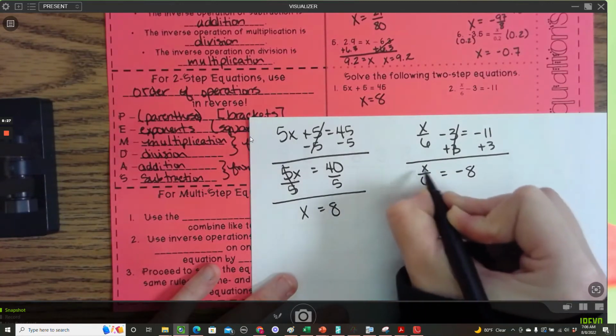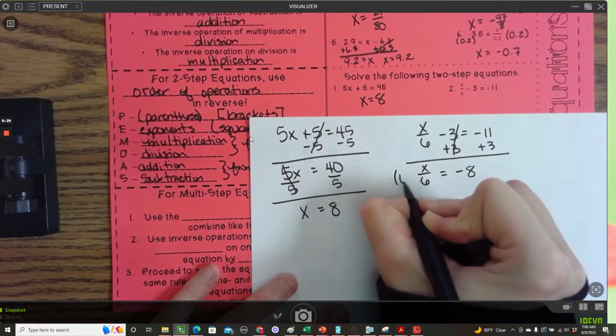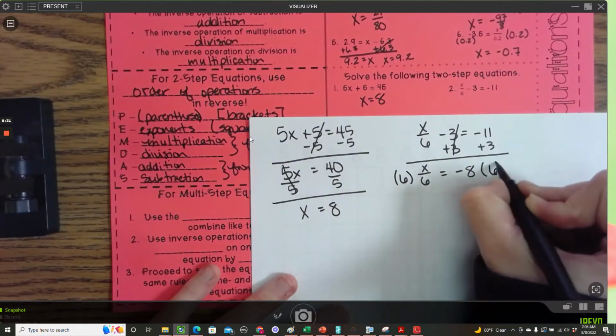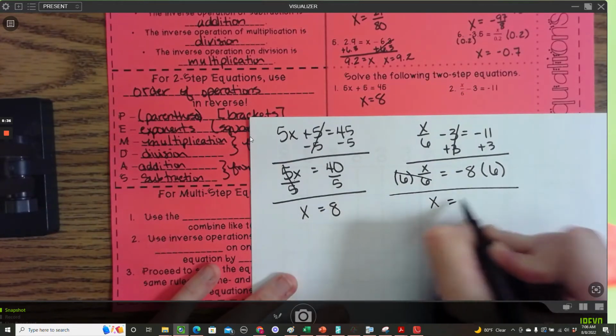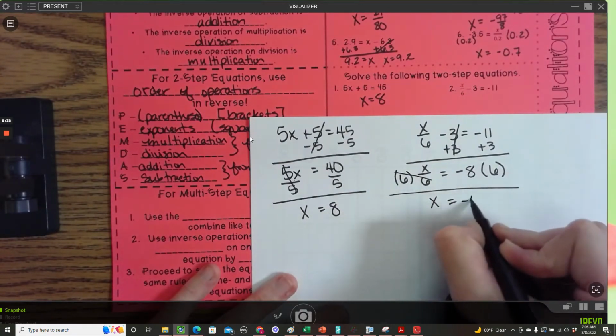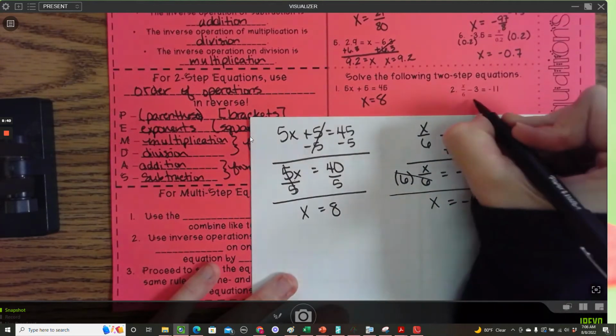Now, the x is being divided by 6, so the opposite is multiplication. So I'm going to multiply both sides. So the 6's cancel. Negative 8 times a positive 6 is negative 48.